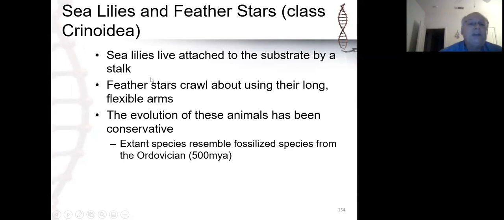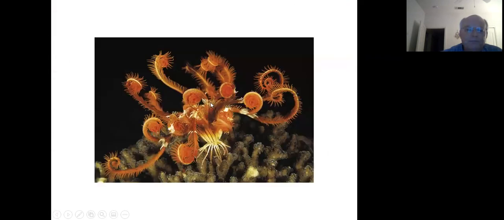Now, there is a caveat to this. Some species of sea lilies can actually disengage from the substrate, flip themselves upside down so that they're like a feather star resting on their arms, and can actually crawl to a new location, flip themselves, quote unquote, upright again so that they can anchor back to the rock. But that's only a limited number of species. The vast majority of them remain anchored to their substrate.